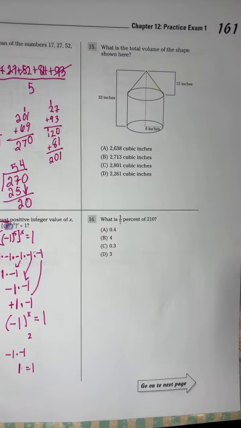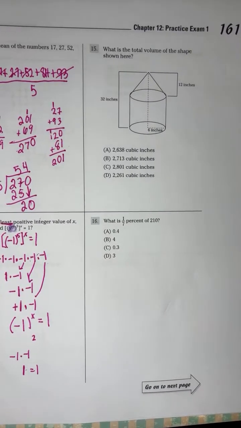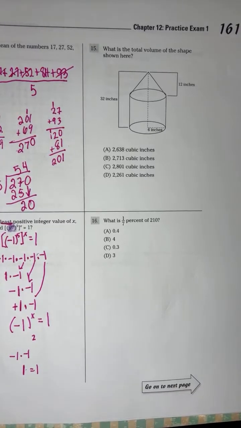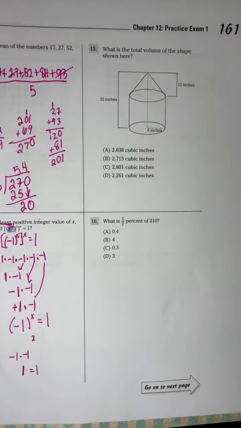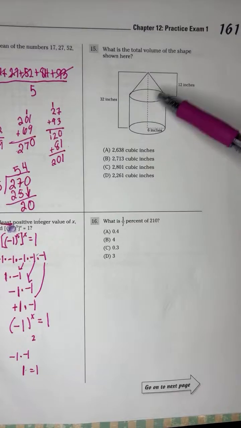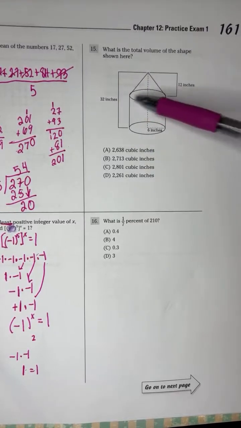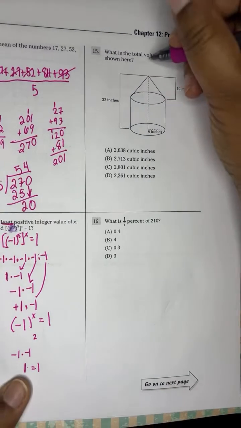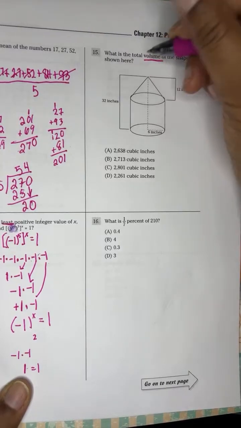Number 15. What is the total value of the shape shown here? All right, so you do have to know your formulas, unfortunately, right? They do put some geometry formulas on here. Does anybody know the volume formula for a cylinder and a cone? If you do, type your answers in the chat. What is the formulas for volume? Because we're trying to find what is the total volume of the shape shown.